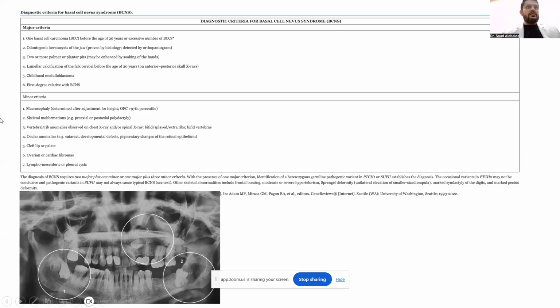Other minor criteria are macrocephaly, skeletal abnormalities, vertebral and rib abnormalities, ocular abnormalities, cleft lip and palate, ovarian and cardiac fibroma, lymphomesenteric cysts. I remember a question where this patient, at birth, had a heart issue or something. And what could this be? They mentioned that he had basal cell nevus syndrome and developed cardiac problems, and the question was that they developed a cardiac fibroma.